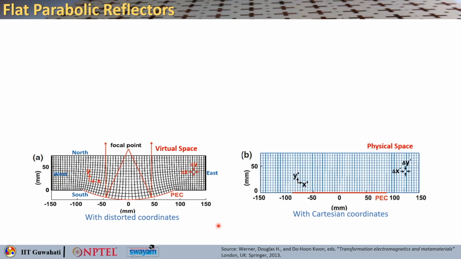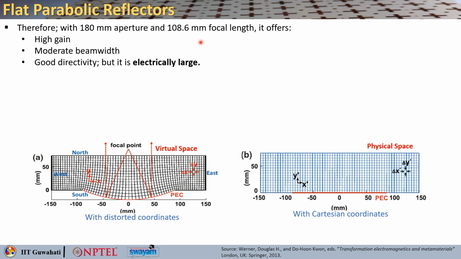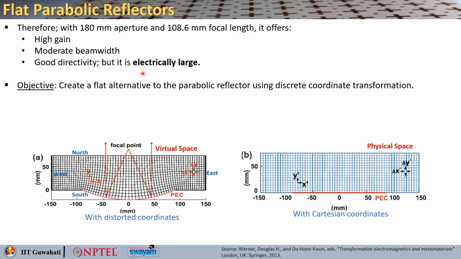Okay, so what do we see, that with 180 mm aperture and 108.6 mm focal length, the antenna is able to provide high gain, moderate bandwidth and good directivity, but it is electrically large because it needs several lambdas to operate, right. So physically it's big, okay, in the sense. Okay, so here the objective would be to create a flat alternative to this parabolic reflector using discrete coordinate transformation.